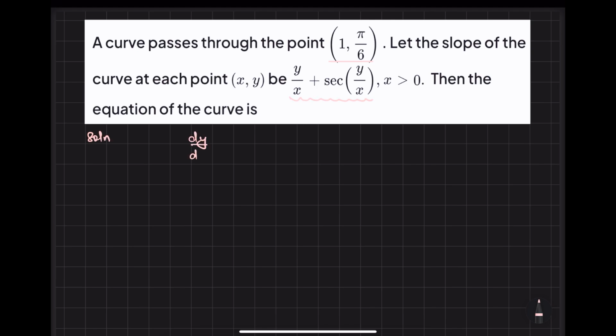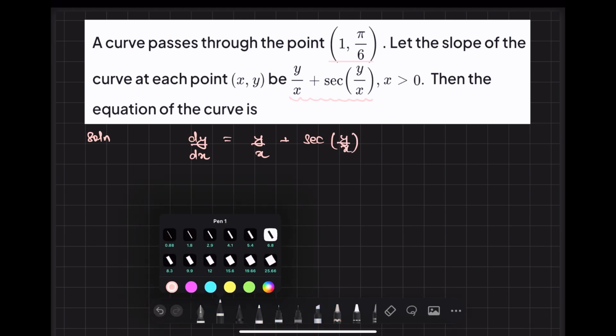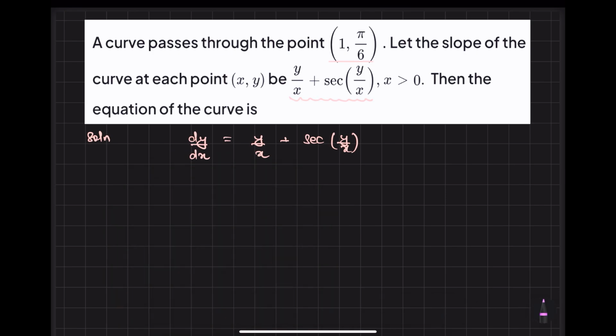So we have dy by dx is equal to y by x plus sec y by x. So we have to solve this differential equation. How we will respond, try to understand. First we will try to apply the idea of the variable separable method. Do you think you can apply the variable separable method? No, because you cannot put all x together and all y together.